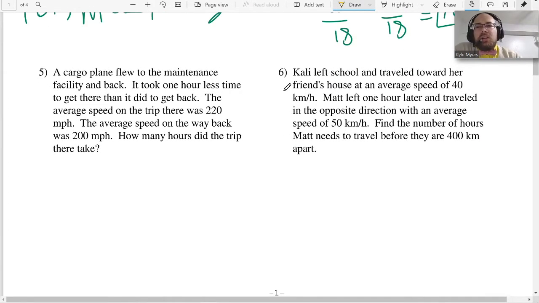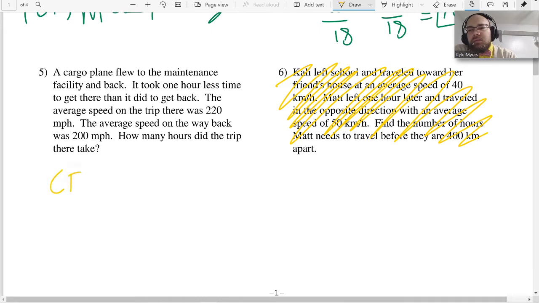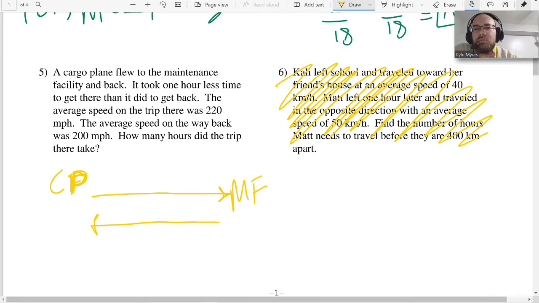All right, let's see. So a cargo plane flies to the maintenance facility and back. Cargo plane flew to the maintenance facility and back. I don't know why I put an F there. F for flying. Oh, F for flew, maybe that's what it was. Okay. It took 1 hour less time to get there than it did to get back.